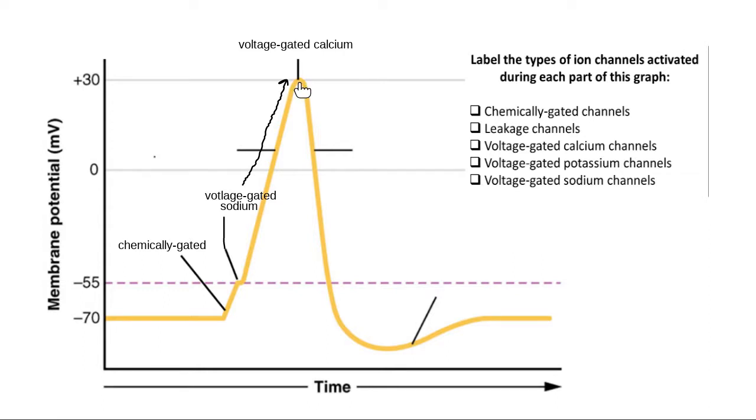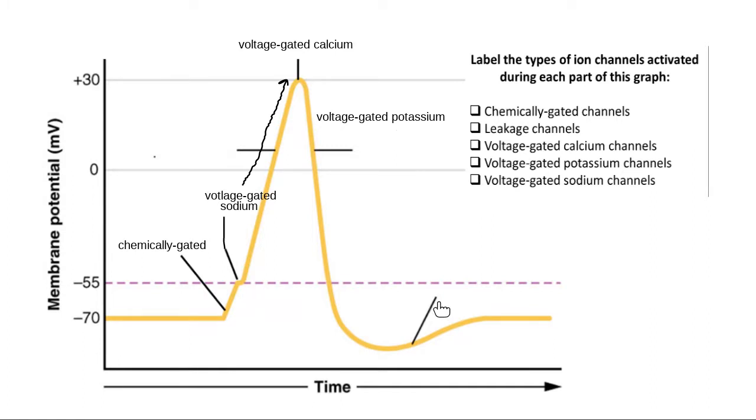What's the type of channel that I would open at positive 30 to help me repolarize the membrane? Who helps me to repolarize? Yeah, exactly. Voltage-gated potassium channels. They help me to repolarize the membrane. So I would open them up here at positive 30. They're going to stay open all down here as I repolarize the membrane. In fact, I hyperpolarize the membrane. I make it too negative because I spit out too much potassium.